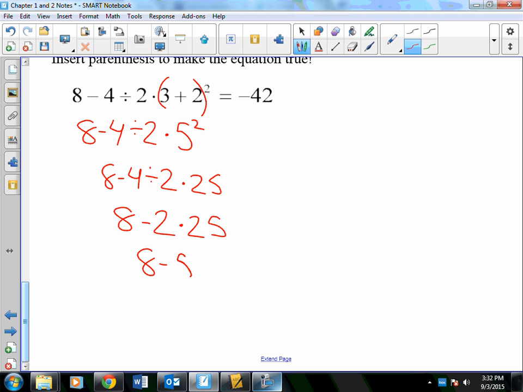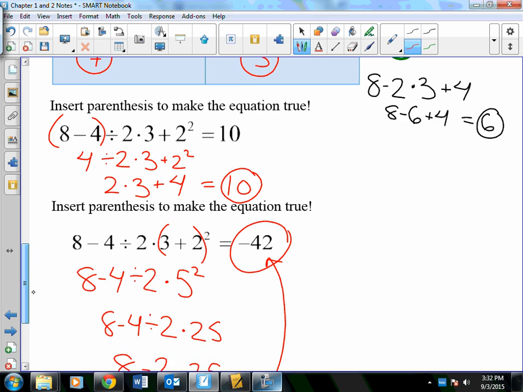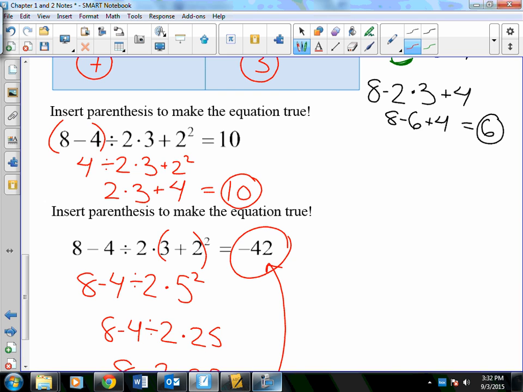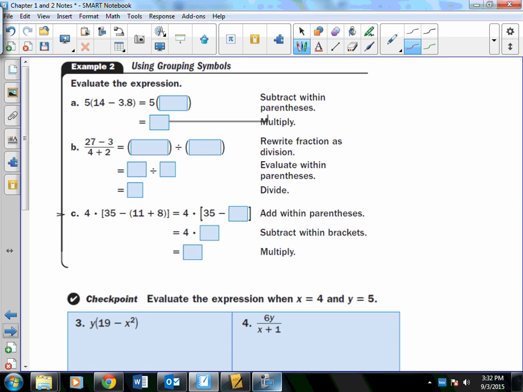I have 8 minus 50. And indeed, 8 minus 50 is negative 42. So it does its job. A little bit challenging, a little critical thinking. Cool. Let's try some ones that have some grouping symbols already in them.